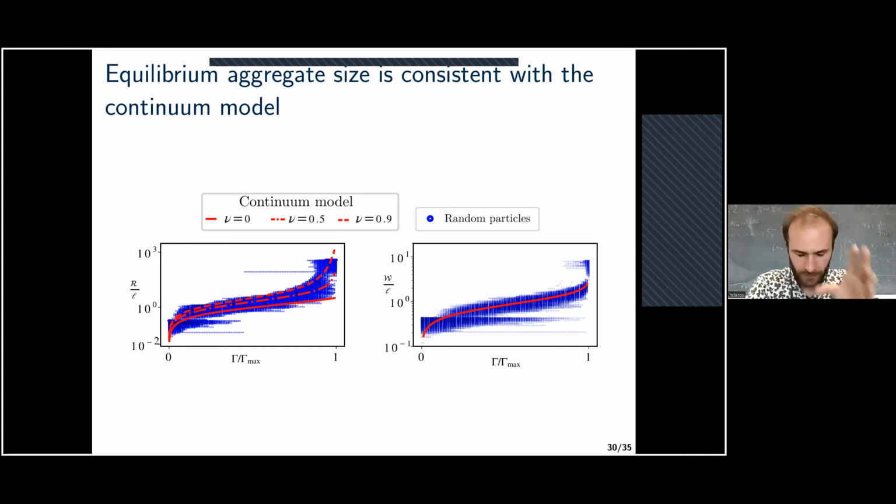Sorry, I just want to emphasize something. The key for the continuum model to match with the random particles, and for those curves to collapse nicely together, is the rescaling of the radius, or the rescaling of the width, with the characteristic length. That's what creates this collapsing. So that suggests that our definition of the characteristic length is the correct one to account for equilibrium aggregation, irrespective of the details of the mechanical properties of the particle.